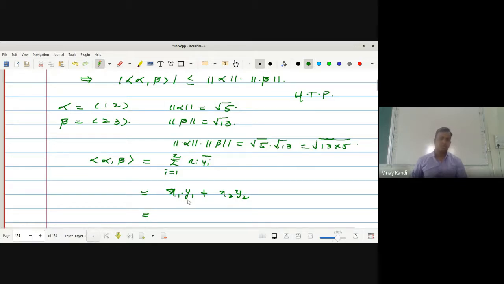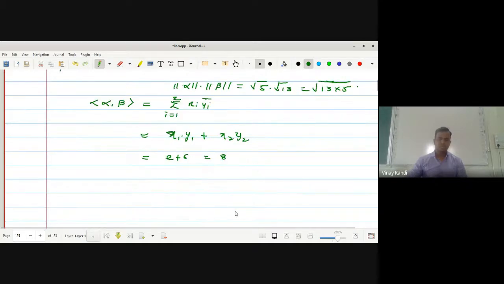So x1 y1 is 2, and x2 y2 is 6. This is 2, this one is 6, so the sum is 8. Okay, so what is the mod of the inner product of alpha beta? Mod of 8 is equal to 8. Okay, is this 8 less than or equal to this one?